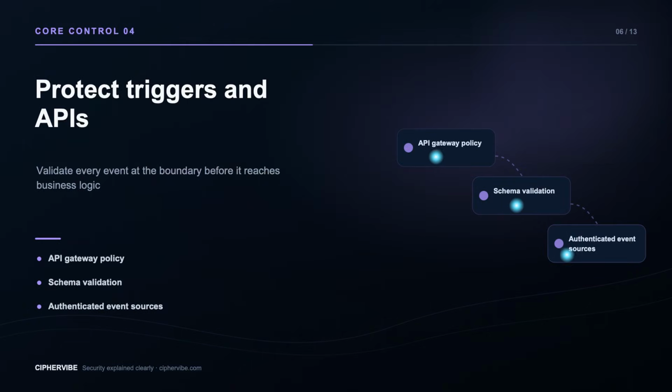The fourth building block is protect triggers and APIs. Use API gateways and event source controls to authenticate callers, validate schema and size, rate limit abusive traffic, and prevent untrusted events from reaching privileged operations. Log request IDs and policy decisions without exposing secrets or sensitive payloads.